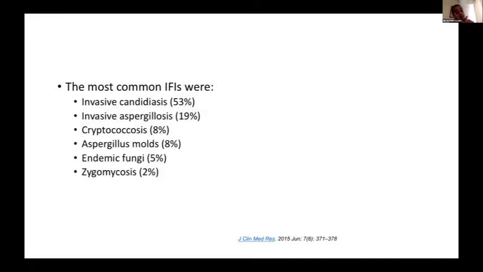The most common invasive fungal infection in this study was invasive candidiasis. This was the most prevalent, and more than half of those patients had invasive candidiasis. Almost 20% had invasive aspergillosis, 8% had cryptococcosis, 8% had other molds, 5% had endemic fungi, and only 2% had zygomycosis. So empirically, even if you suspect fungal infection, if you treat Candida, more than half of the times you're going to be right.